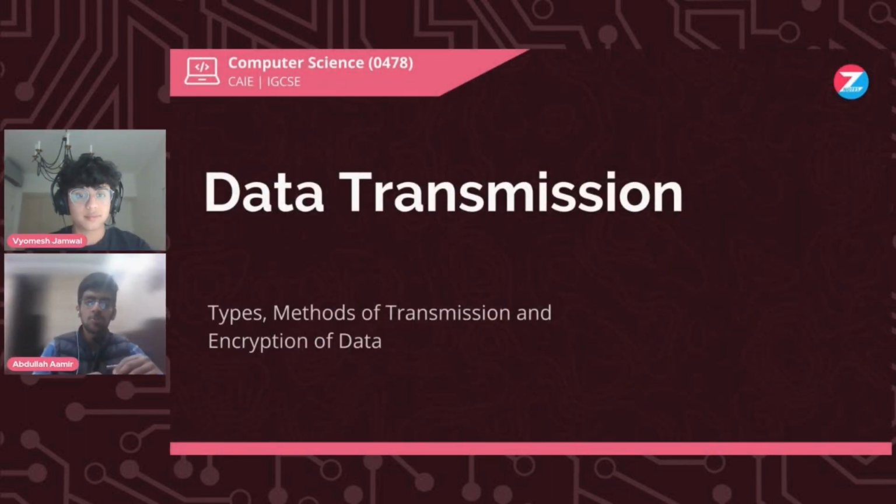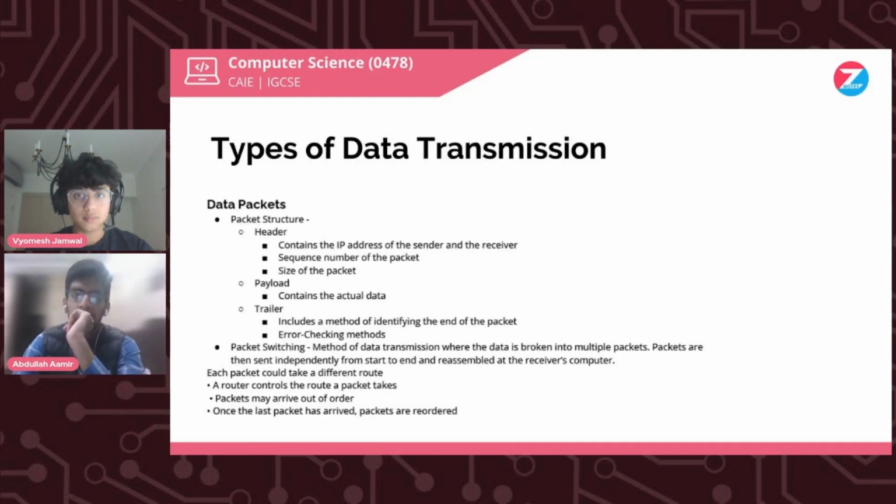Hello everyone. We'll be starting chapter number 2 now, which is data transmission. This is not to be confused with data representation, which was chapter number 1. In this, we'll be discussing types, methods of transmission, and encryption of data. So we'll be basically talking about how data is sent from one place to another. We know how data is stored, we know how data is saved, but we don't know how it's sent from one place to another. So let's go straight into it.